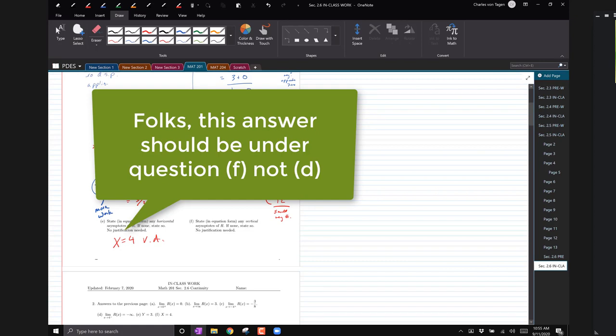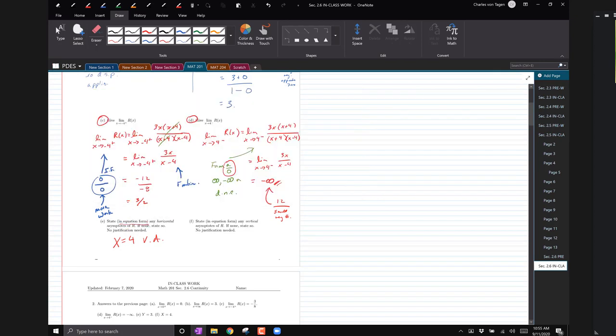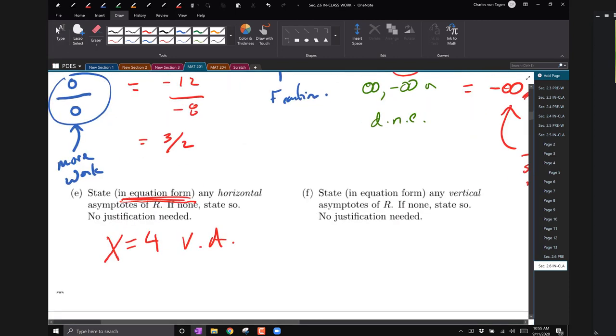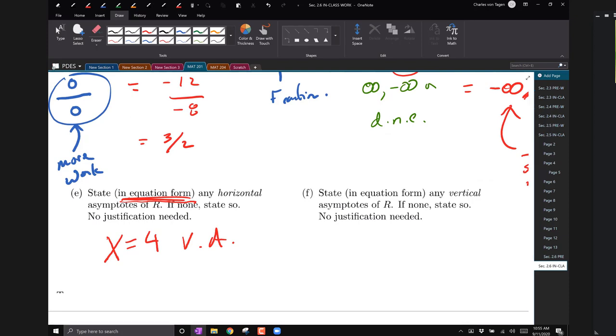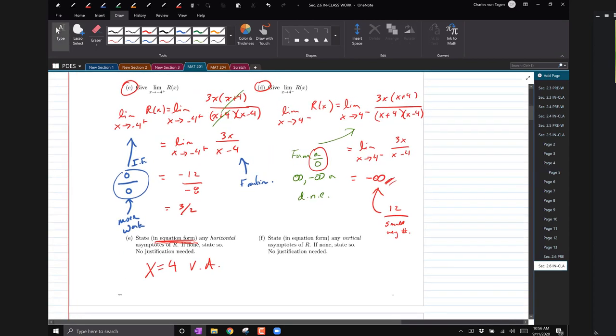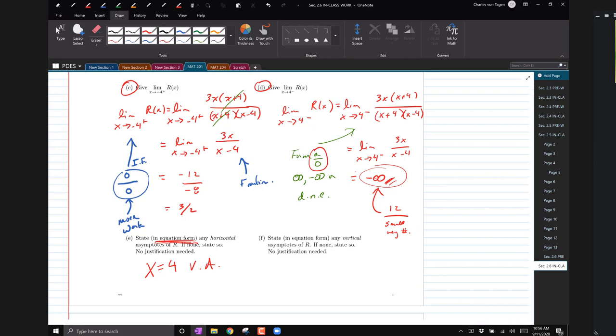Please, folks, I do say in equation form. When I say in equation form, I mean that you can't just put 4, because you haven't shown to me what you know by a vertical asymptote. By the way, what was it that justified that we had a vertical asymptote at 4? The fact that one of the limits, the left or right hand limit, or the limit proper, came out to be plus or minus infinity. That's the justification that you've got a vertical asymptote there. Did we look at the limit coming from the other way? No, we could have, and if we had, we would have gotten positive infinity, I think.